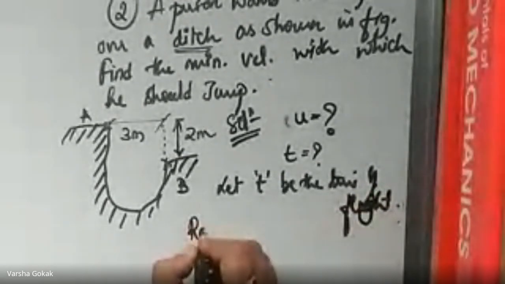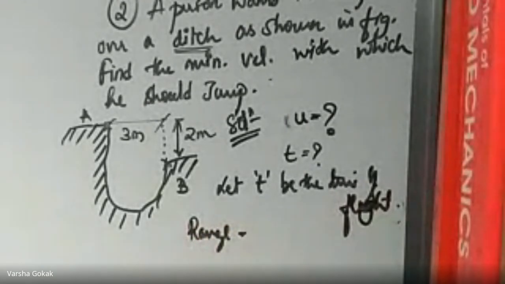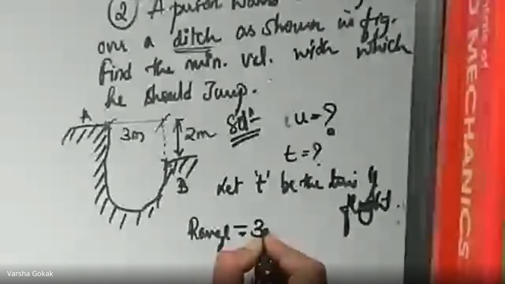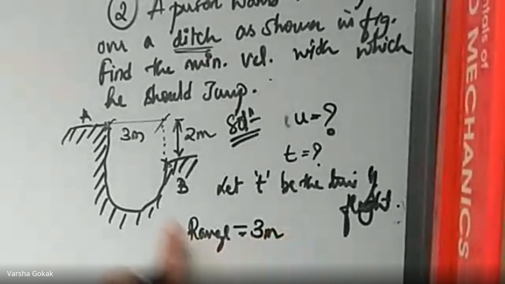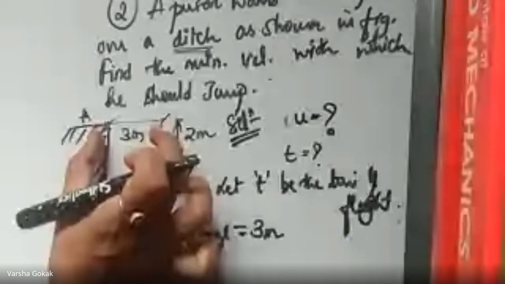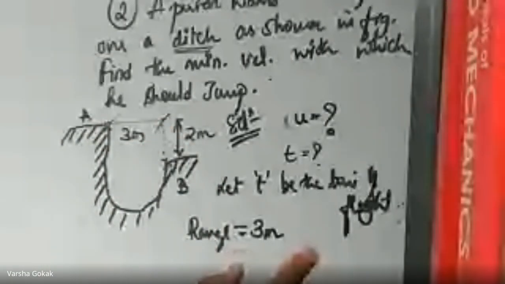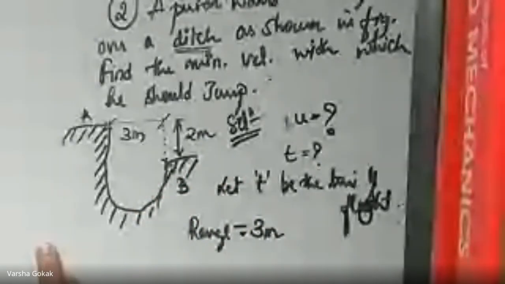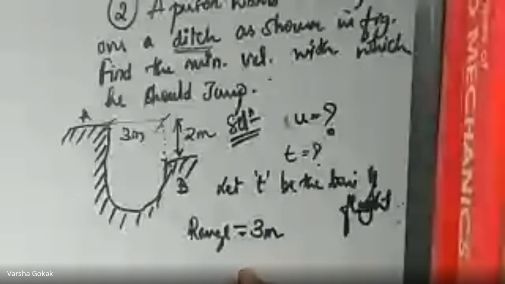Have they given us the range? If they have given, what is the range from the diagram? 3 meters. Yes. Range is the horizontal distance, and it is shown very clearly in the diagram. So they have given us the range. Then what is 2 meters? Any guesses? It is the height H. Correct. So they've given us H and they've given us range.